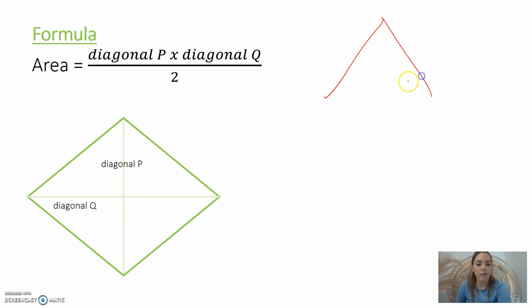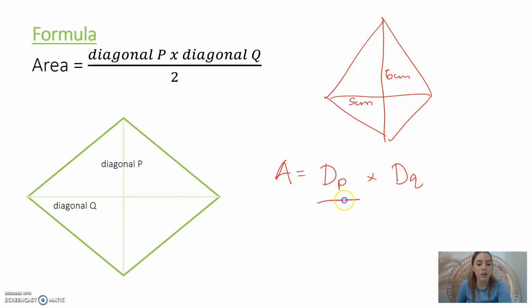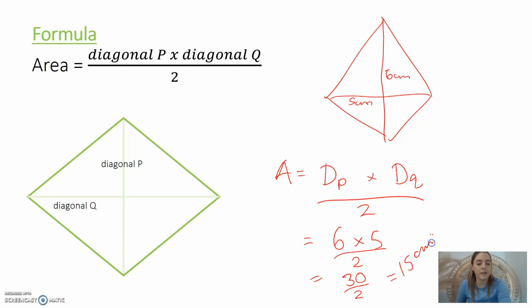So here is our rhombus. This length might be 5 centimeters and this length might be 6 centimeters. And what we're going to do is area equals diagonal P times diagonal Q divided by 2. So diagonal P is 6 times by diagonal Q, which is 5 divided by 2. 6 times 5 is 30 divided by 2. 30 divided by 2 is 15 centimeters squared. So this time, just remembering you're using the inside measurements only.